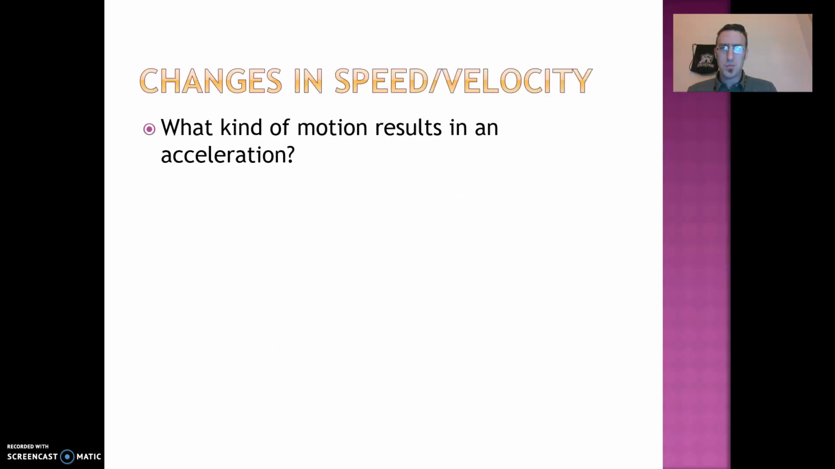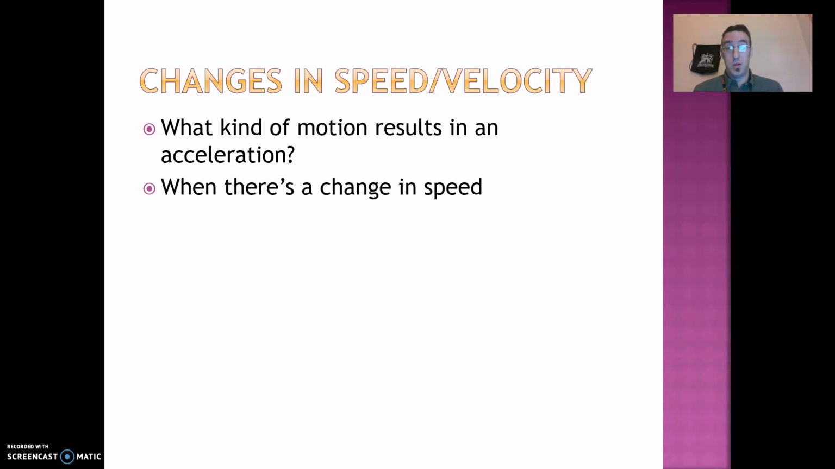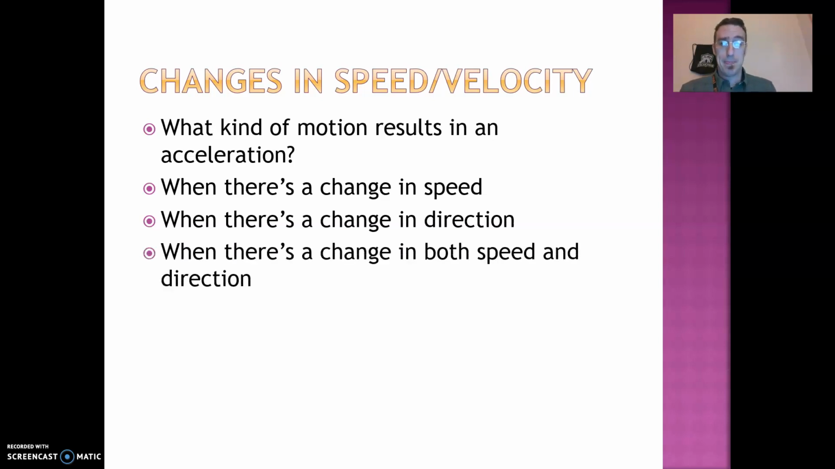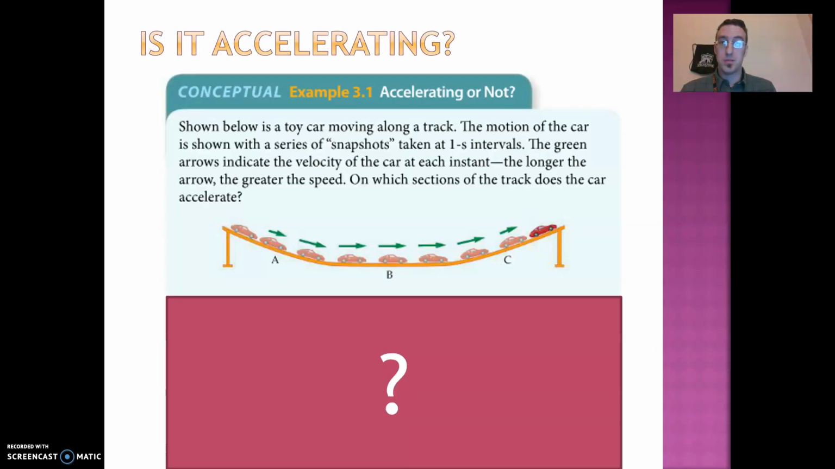So what kind of motion results in acceleration? If you're changing your speed, you're accelerating. If there's a change in direction, you're accelerating, even if the speed stays the same. That's a weird one. And if there's a change in both speed and direction, there'd be an acceleration. So let's do a few examples here.